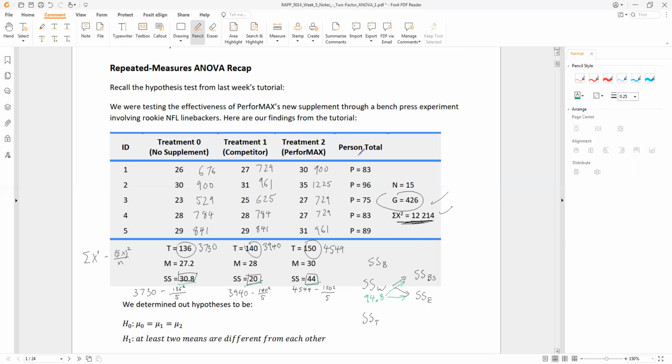Right? And I can do the total. I can do the total by doing 12,214 minus 426 squared over the grand total of n, right? The 15. And that gives me my SST. So 12,214 minus 426 squared over 15 gets me 115.6.